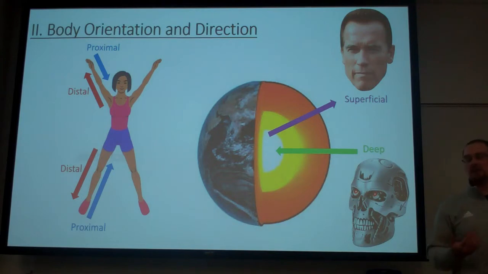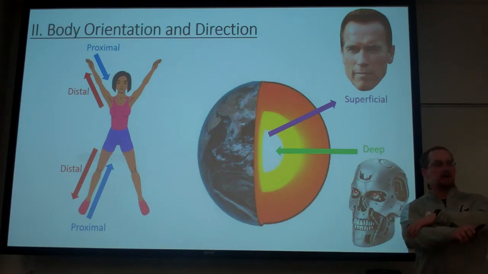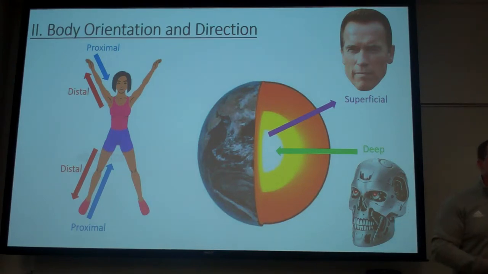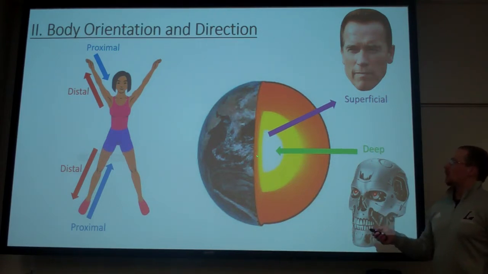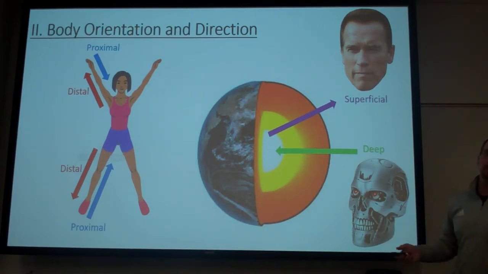If we're talking anatomy here, I can say my skin is superficial to my muscles. My skin is on the outside. Likewise, most bones are going to be deep compared to my muscles. So superficial, deep.